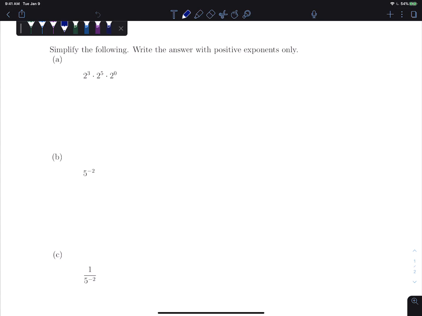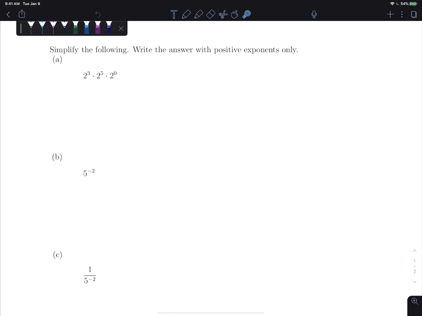Hello. In this video, I want to go ahead and start looking at working with exponential expressions. We want to simplify the following and write the answer with positive exponents only. This is actually very important. A lot of people forget that we only ever want positive exponents in our answers.